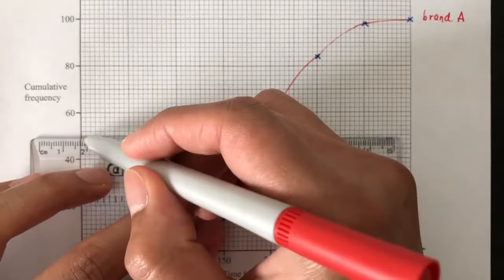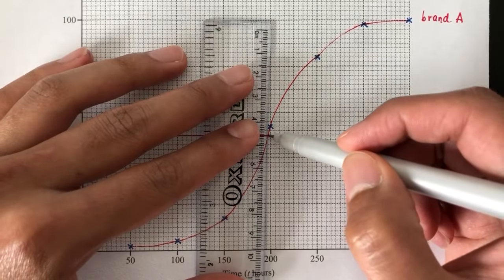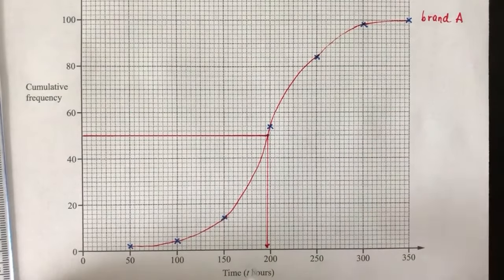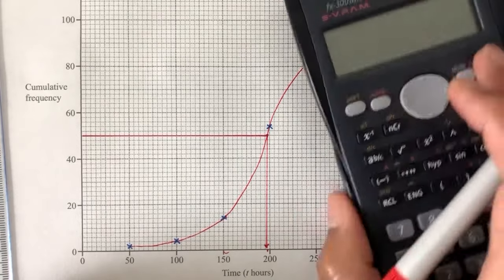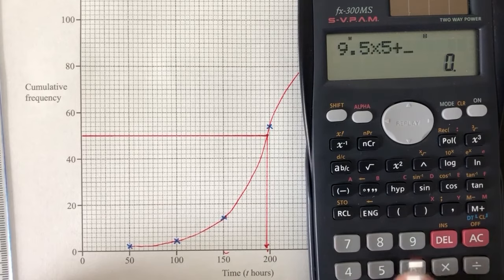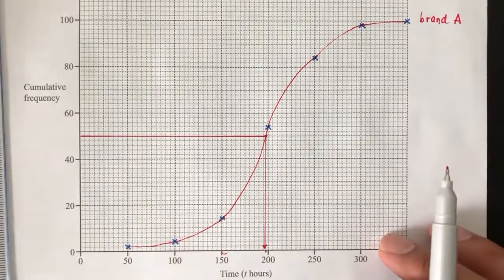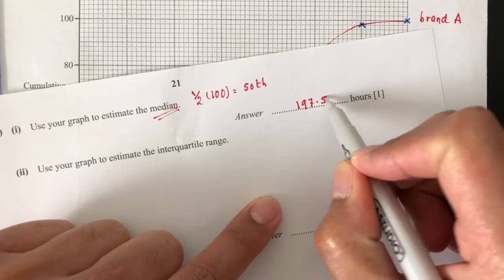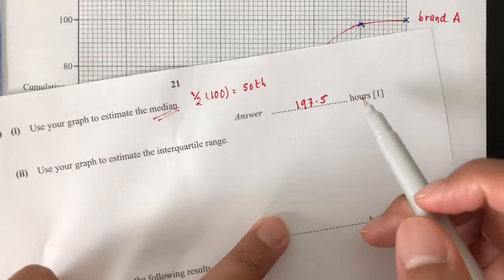It will be right here. So to join these two and see the value here. So for me, it will be about this. So 1 square is 5. So this is 9.5 squares. So 9.5 squares times 5 plus 150. For me, I have 197.5. So my hours is 197.5 according to my graph. So you may have 195, 196. That should be okay as well.